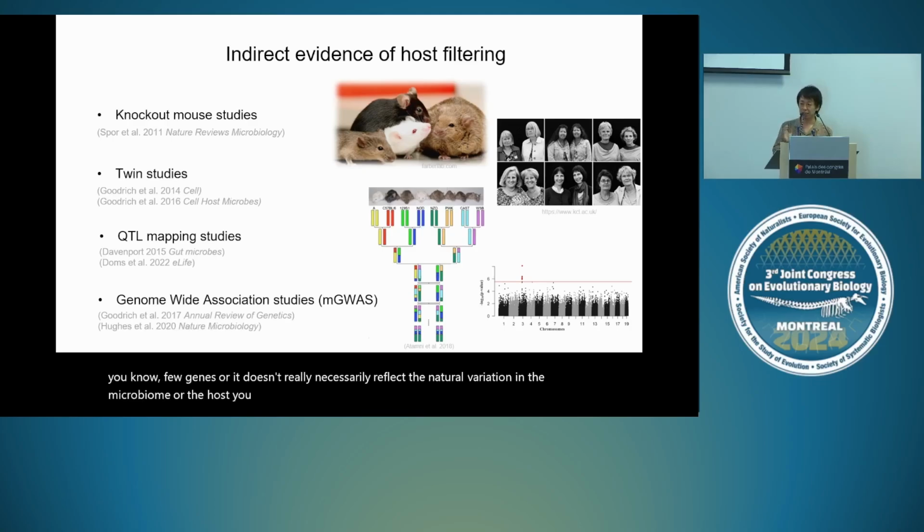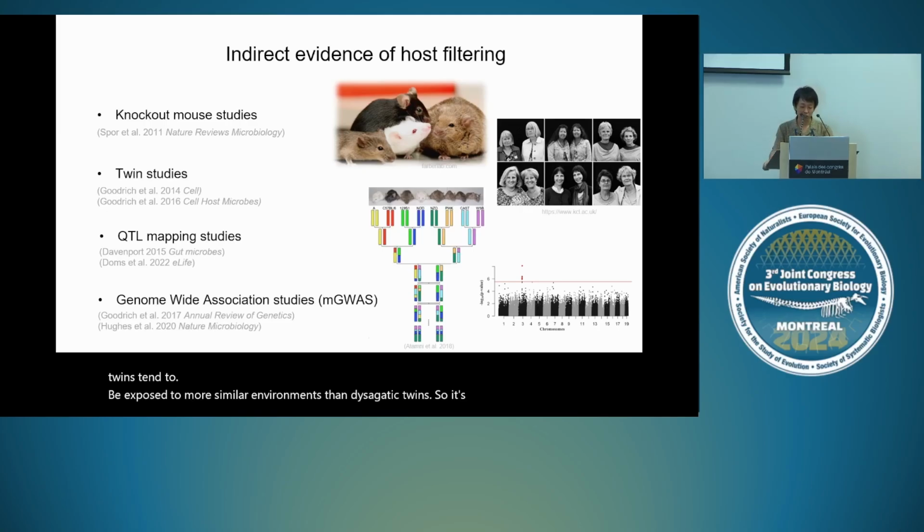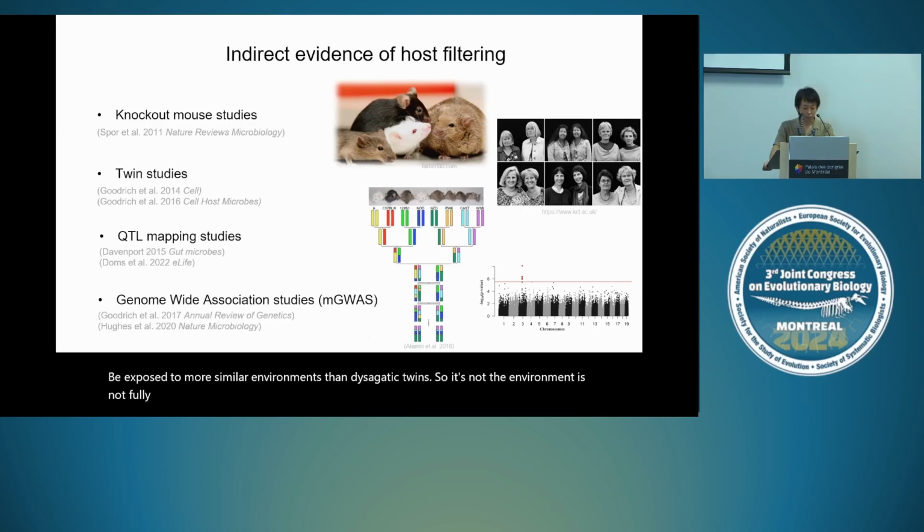And twin studies are an elegant approach comparing monozygotic and dizygotic twins. The whole assumption is that the different twins will all have been exposed to the same environment. But there's also evidence that monozygotic twins tend to be exposed to more similar environments than dizygotic twins. So the environment is not fully controlled. And QTL mapping and GWAS are powerful approaches to look for the genetic basis of microbiome variation. But often these studies don't control for maternal effects or transmission of microbes from parents to offspring.